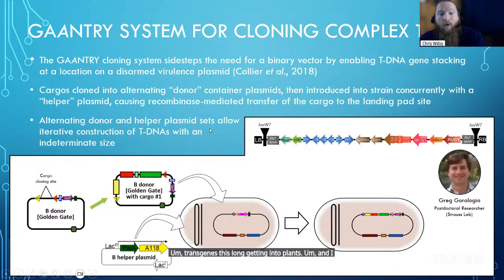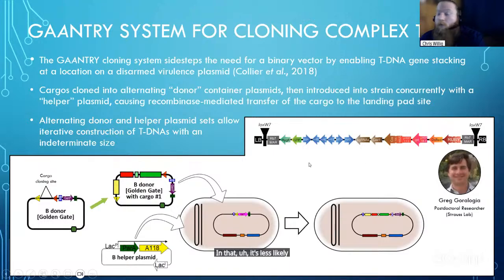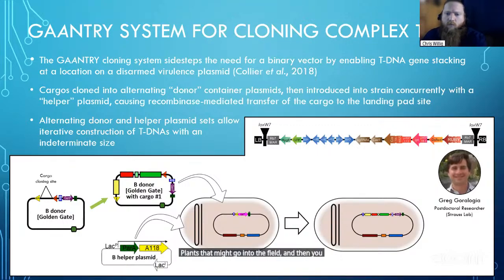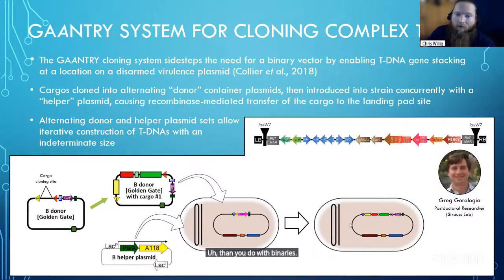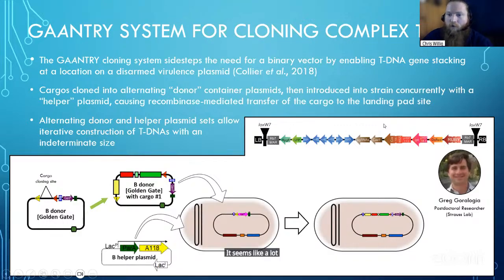And I want to point out that there are also other supposed benefits of using gantry over binaries, in that it's less likely to deliver multiple copies of transgenes, which is usually desirable for at least plants that might go into the field. And then you have less of a problem with backbone integration than you do with binaries. And I'll also say that I think a lot of people are intimidated by adopting this system because it seems like a lot more labor, but I think with a couple tweaks to our conventional approaches to how we deliver genes to Agrobacterium, it's not as scary as it looks, and it's pretty tractable.